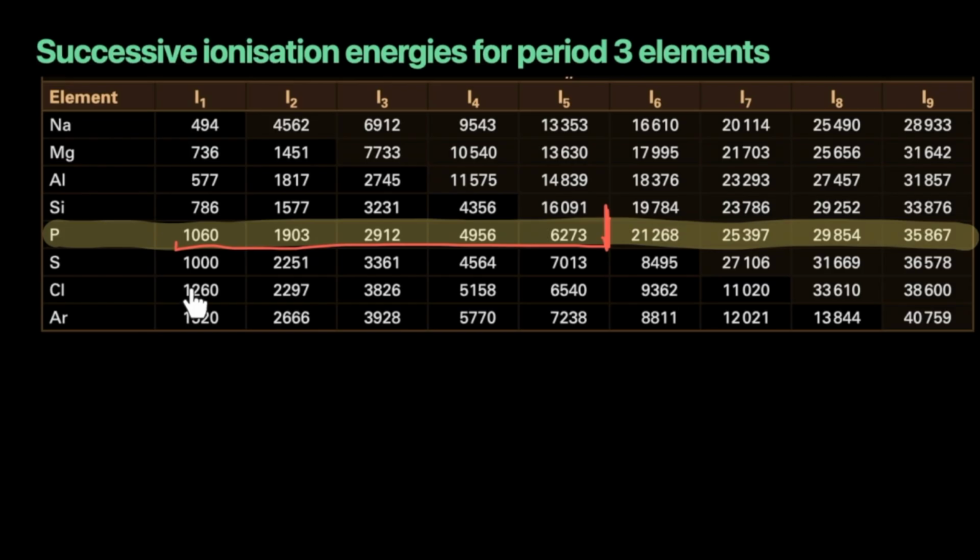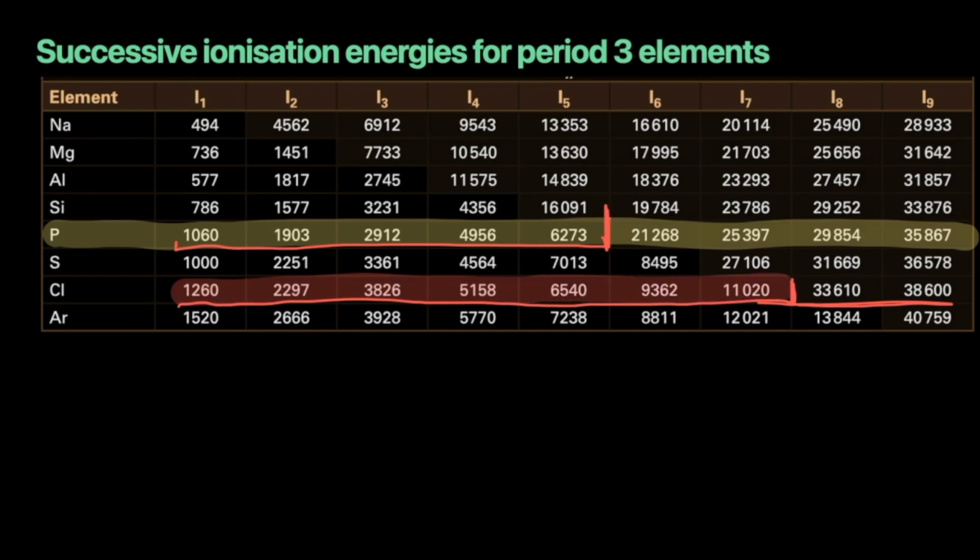For example, chlorine, have a look. Let's look at chlorine here for a second. If I go across chlorine and look at the values, the first large jump is between 11,000 and 33,000, which tells me that all the energies before that are electrons from the outermost shell. When you count them, 1, 2, 3, 4, 5, 6, 7. So using successive ionization energies, I can even predict group numbers and number of outer electrons.